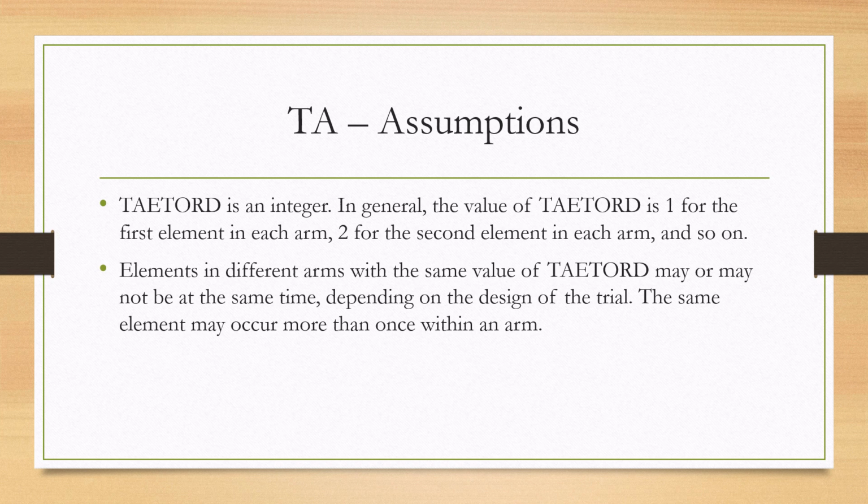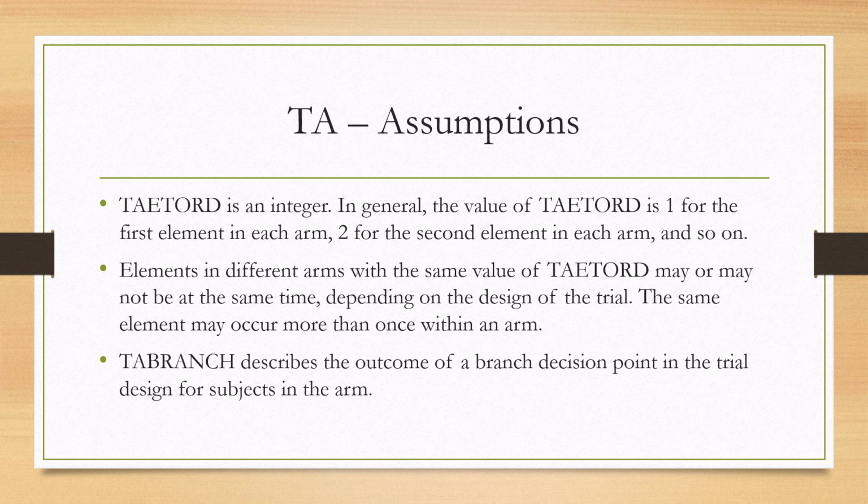The TA branch defines the outcome of a branch decision point in the trial design for a subject in the arm. A branch decision point takes place between epochs and is associated with the elements that end at the decision point. For instance, if a subject is assigned to an arm where they receive treatment A through a randomization at the end of element X, the value of TA branch for element X will be randomized to A. Again, the TA branch and TA trans concept we will see with an example in a few minutes.